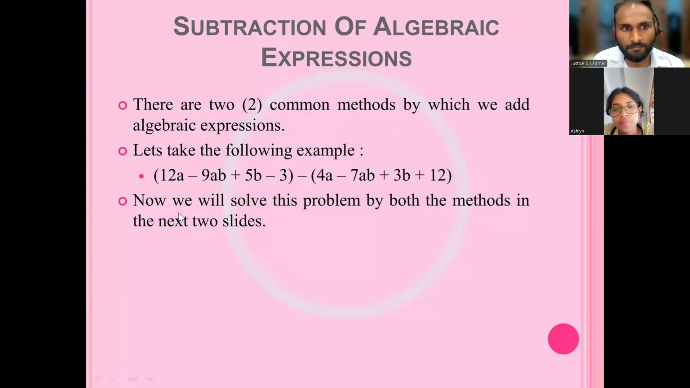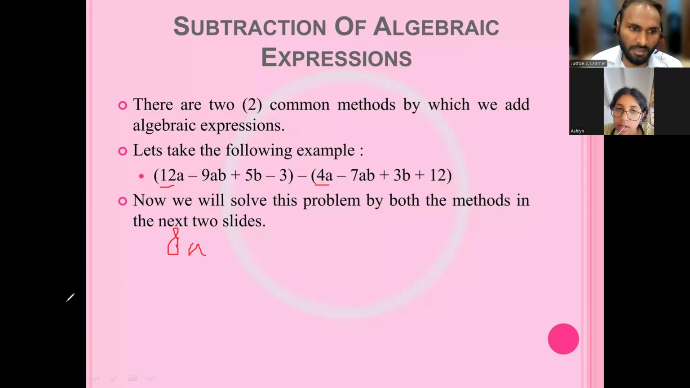12a minus 4a. So, 8a? Okay. Then 9ab minus 7ab. So 2ab. No, that's incorrect. Think about the logic.